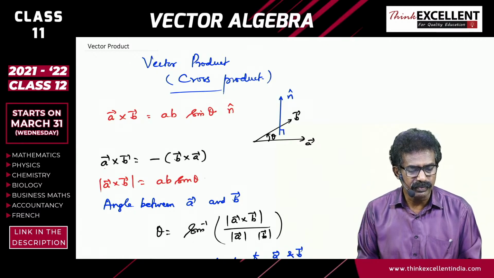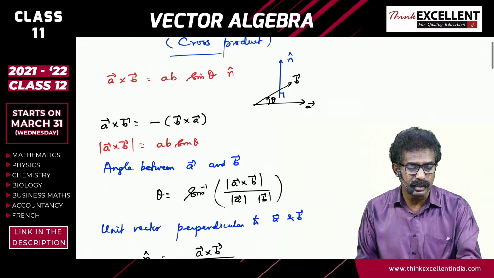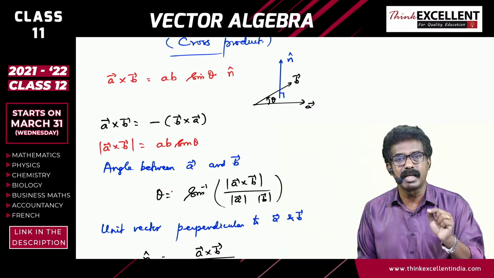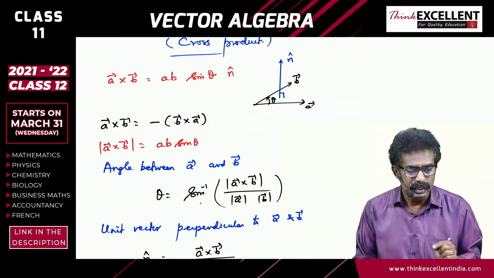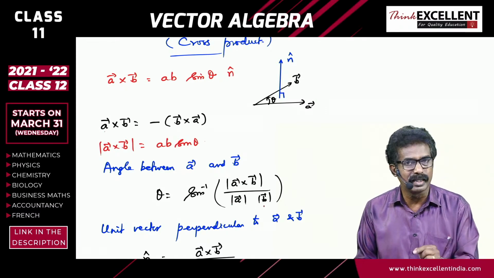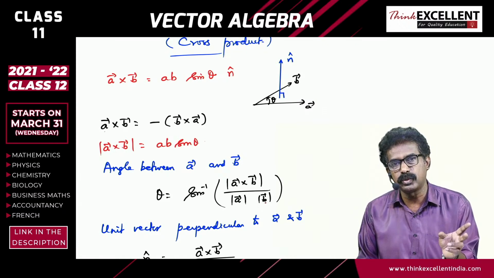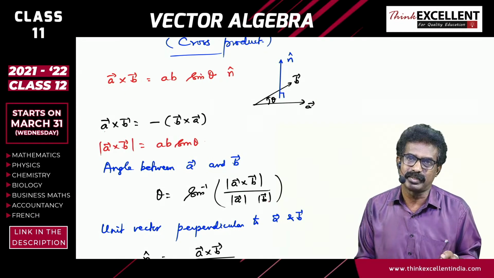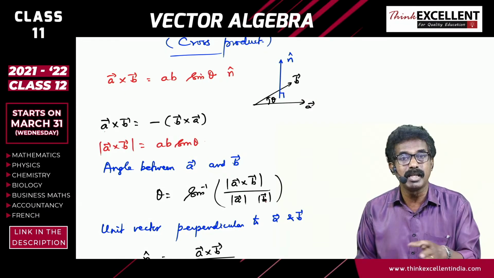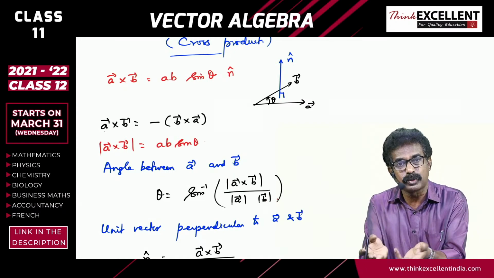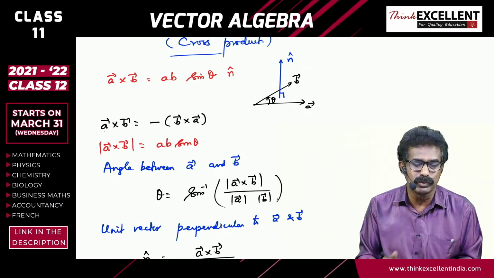Then modulus of A cross B is AB sin theta, since n cap has magnitude 1 because n cap is a unit vector. Here is the angle between two vectors. Already we studied one formula: theta equal to cos inverse A dot B by modulus A into modulus B. Here is another formula: sin inverse modulus A cross B by modulus A into modulus B. That formula is easy to calculate, but sometimes the question will specify, saying: find the angle between two vectors using cross product. Then you must use this formula, right? Sometimes they give the modulus of A cross B and ask you to find the angle. Then you have to use only this formula, right?